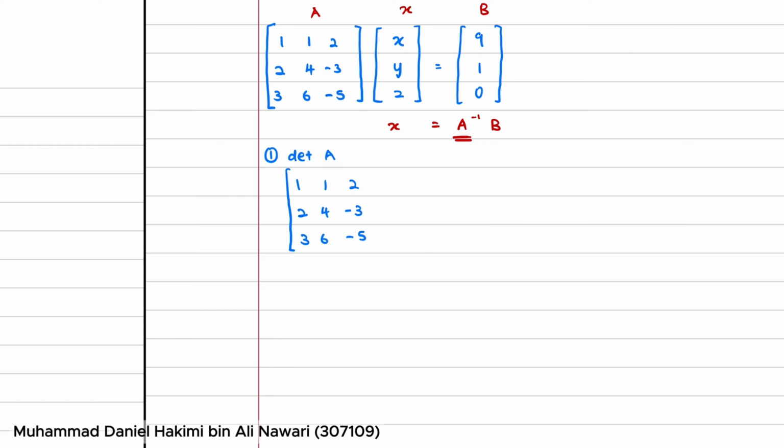And then on the other side, you just add the copy of the first two columns, which is 1, 1, 2, 4, 3, 6. So up to down, plus up to down, plus up to down, and then you minus with the downwards to upwards, which is this one.